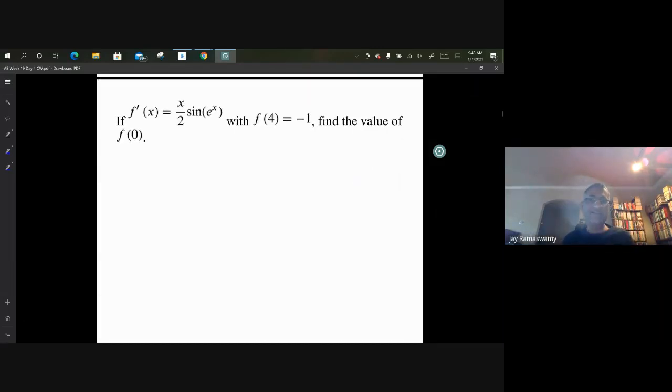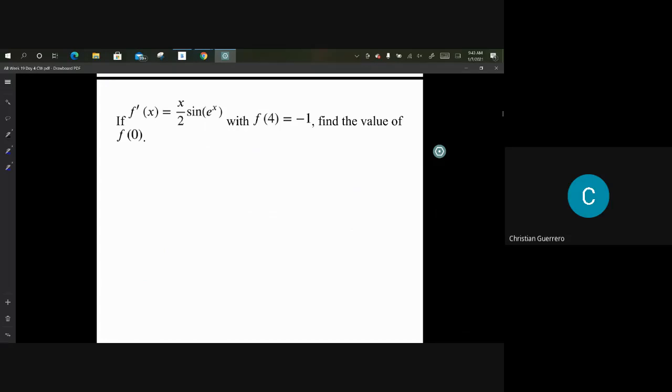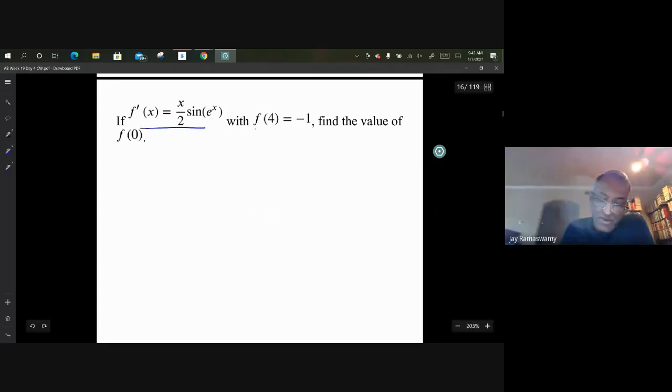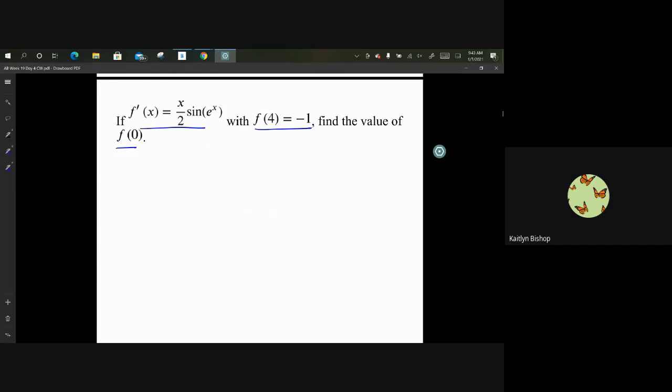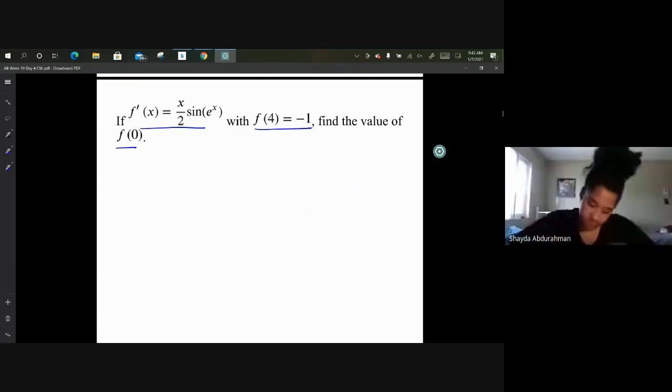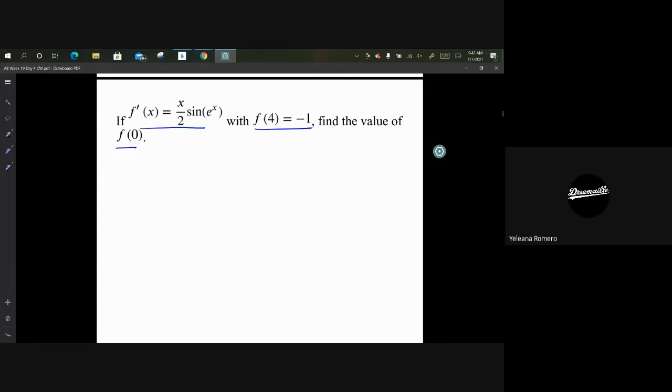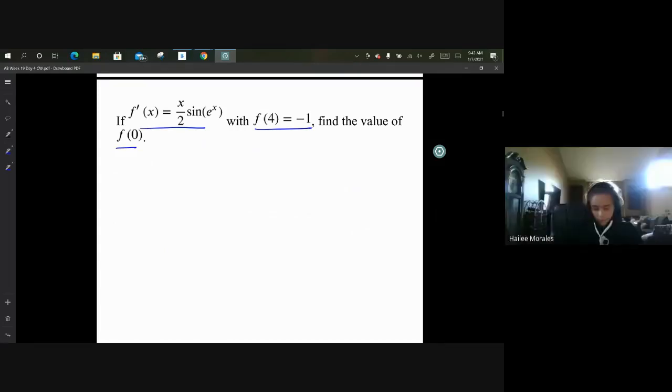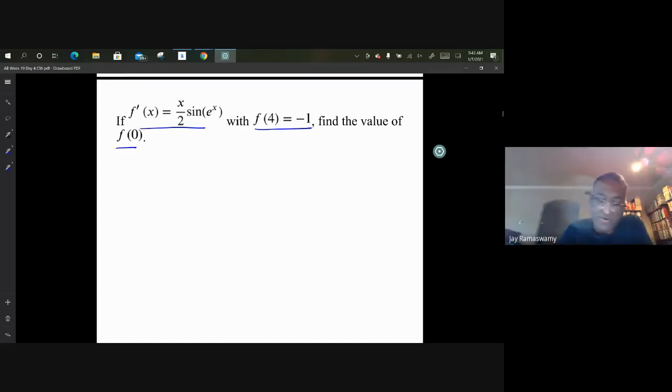Now we will actually do this in Desmos, so pay close attention. Okay, copy that. Those of you coming prepared to class, they're giving you f dash, and they're giving you a starting value, f of 4 equals -1. The question says find f of 0. So what concept kicks in? Net Change corollary. Okay, we're using the net change corollary.